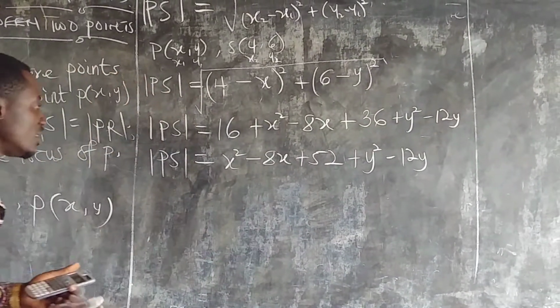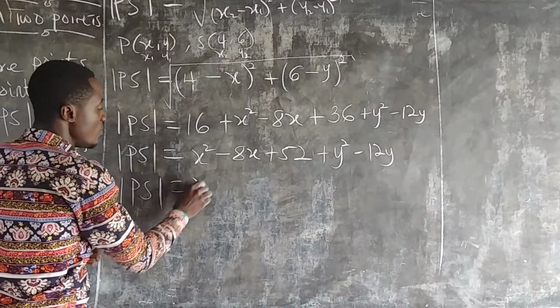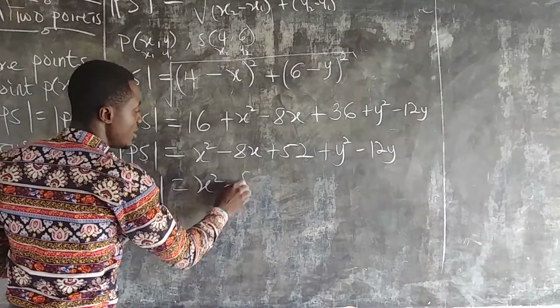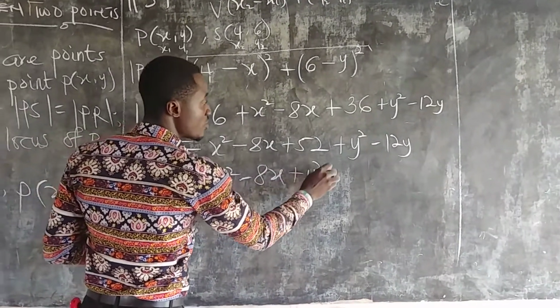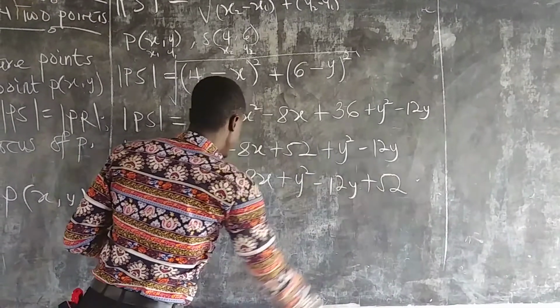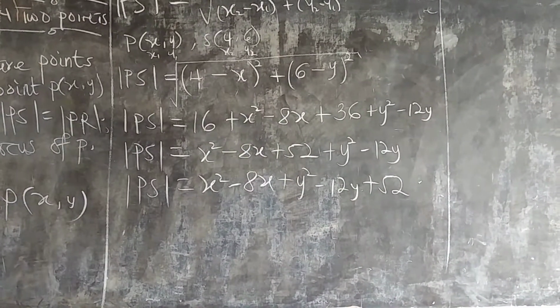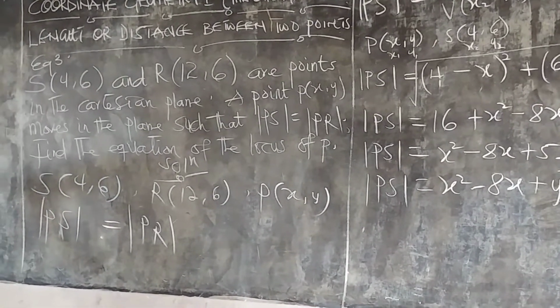Let's arrange the terms well. So our length of PX will be equal to the square root of x squared minus 8x followed by y squared minus 12y plus 52 as the length of PX. Now let's come and take the length of PR.